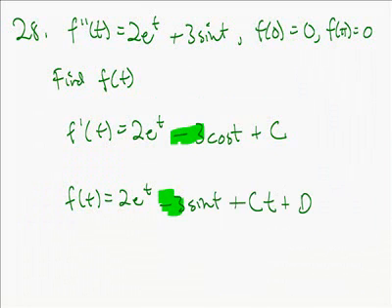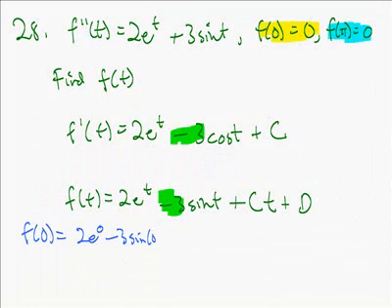Well, now here's where the other information comes in. We were told that f of 0 is equal to 0 and that f of pi is equal to 0. Well, let's go ahead and start with the fact that f of 0 is equal to 0. If we plug that into our function, f of 0, just putting it in for t, we get 2e to the 0 minus 3 sine of 0 plus c times 0 plus d. What this is going to do, since this has to come out to equal 0 according to the given information, is allow us to solve for d.